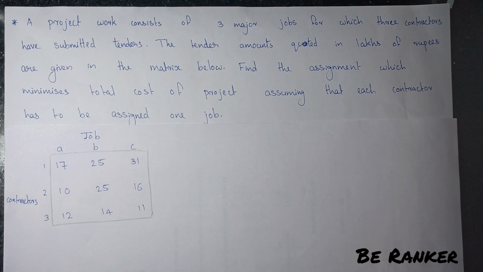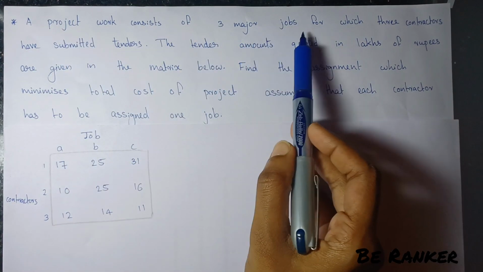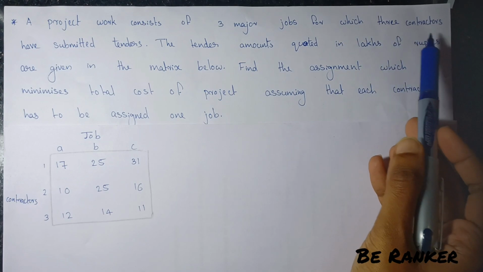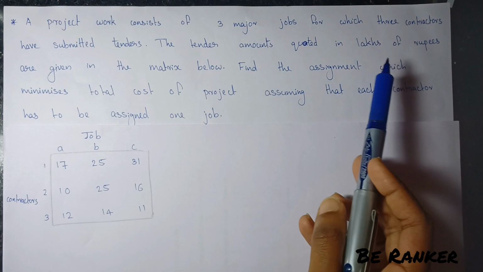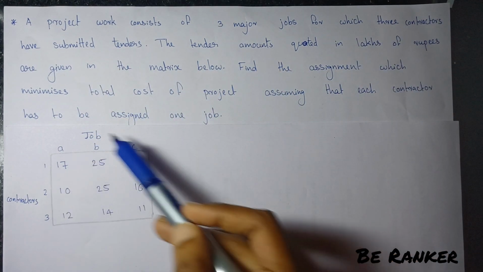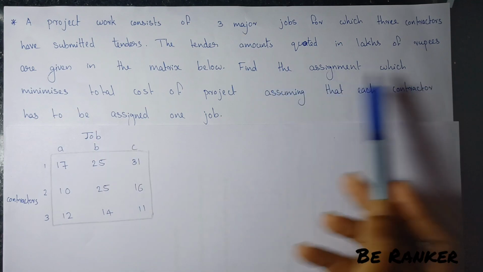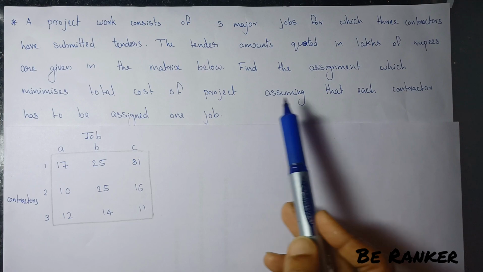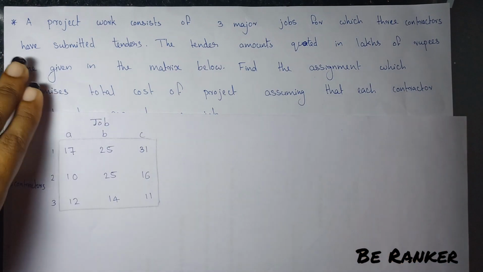This is the assignment problem which we can solve by using the Hungarian method. A project work consists of three major jobs for which three contractors have submitted tenders. The tender amounts quoted in lakhs of rupees are given in the matrix below. Find the assignment which minimizes the total cost, assuming that each contractor has to be assigned one job.